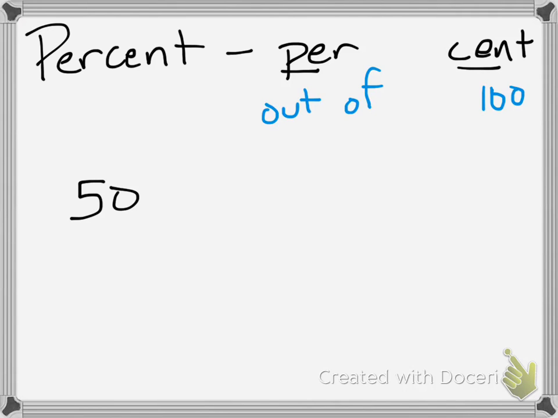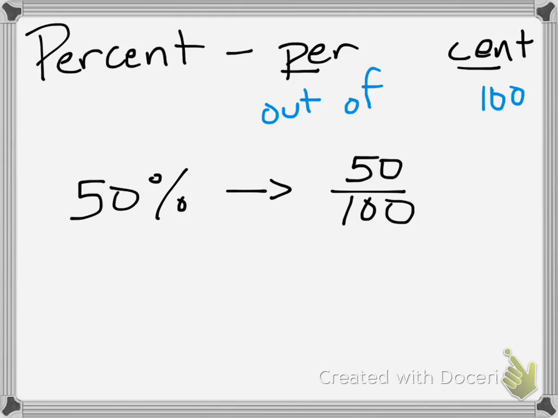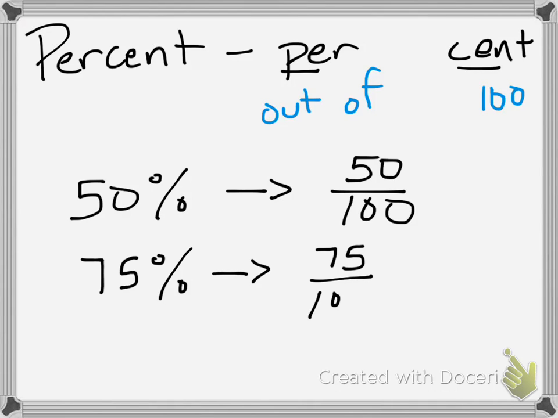All right, here's 50%, and I know that that literally means 50 out of 100. Can I write a fraction that shows 50 out of 100? Absolutely, there it is. 50 over 100. So 50% is perfectly equal to the fraction 50 over 100. Here's another common one, 75%. How can I write that as a fraction? Well, 75 out of 100. That's what percent means. So 75 over 100.